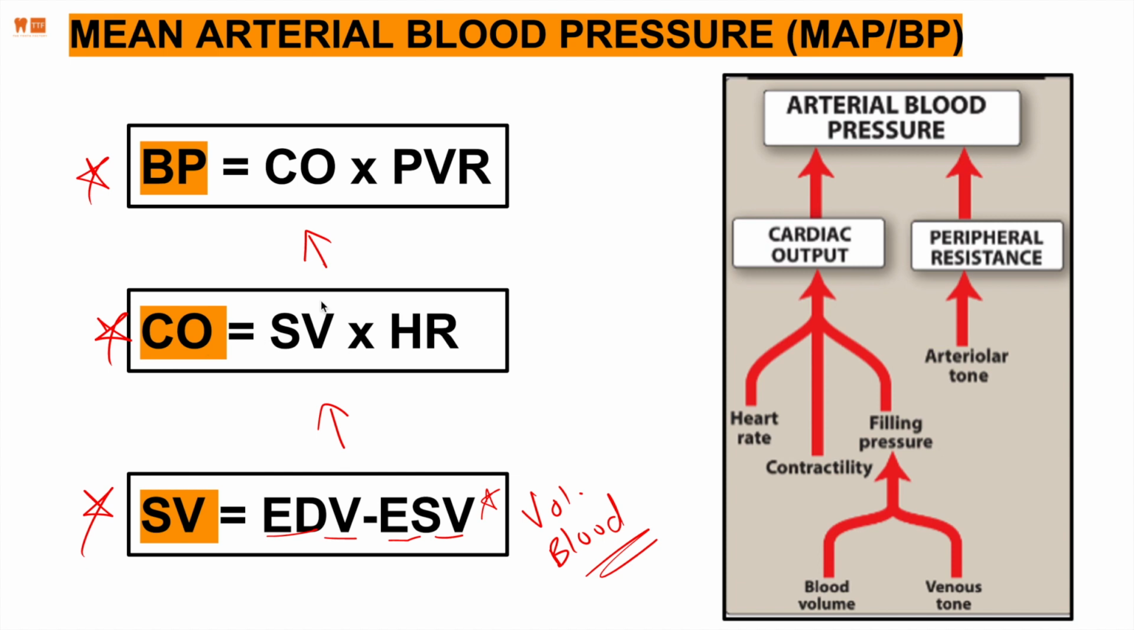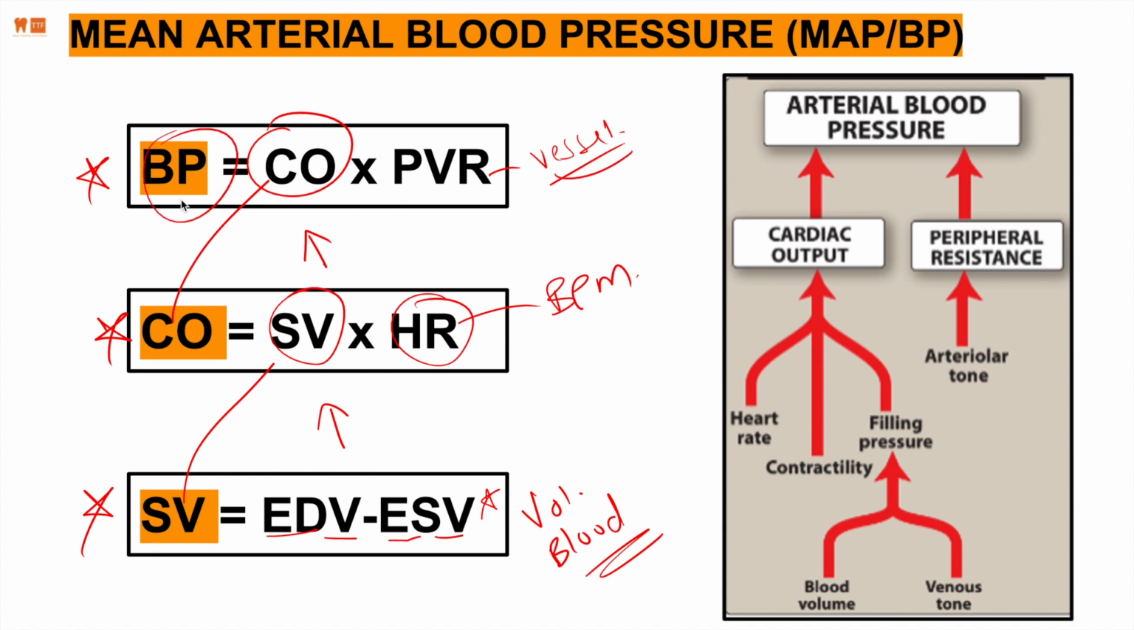Cardiac output, we got stroke volume multiplied by heart rate, which is beats per minute, specifically measured clinically. And then when cardiac output is achieved, we multiply that value with PVR, and PVR is basically what the vessels offer, and we get blood pressure.